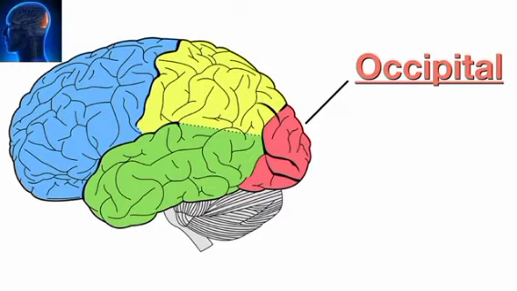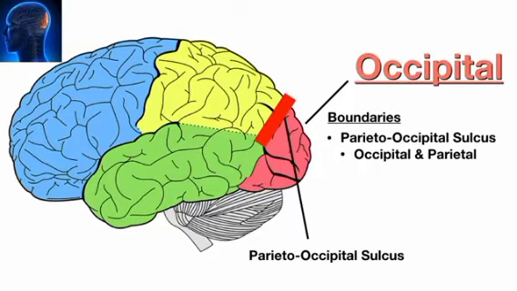The occipital lobe is located in the back of the brain, and there's a couple boundaries to know here. The first one we already talked about, which is the parieto-occipital sulcus, and this is going to separate the occipital lobe from the parietal lobe.